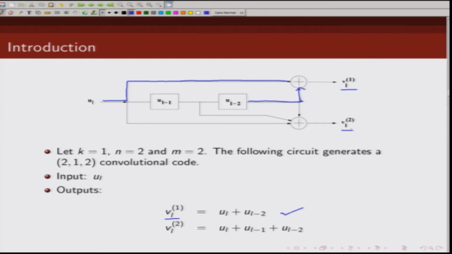Similarly, v_l^(2) depends on u_l as given by this interconnection, u_(l-1) as given by this interconnection, and u_(l-2) as given by this interconnection. So, this is our v_l^(2). These are the two outputs and this is how they are related to the input. Whether a particular input appears in the output is basically given by these interconnections. These interconnections tell us whether that particular bit is taking part in the output or not.